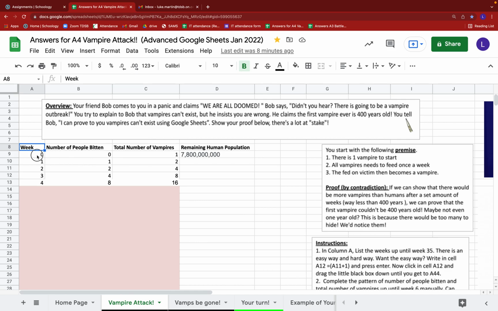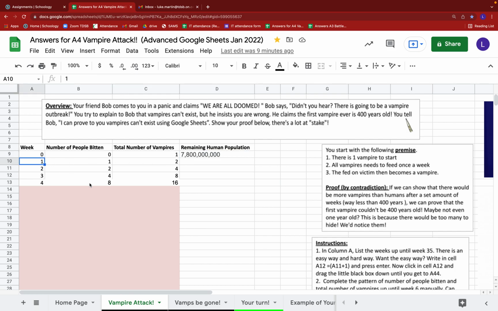Okay, so here at the beginning of time for vampires in cell A9, we have week 0. That is the beginning of time. Nobody's been bitten yet, and there is one lonely vampire roaming the planet. We don't know how the vampire got here. Doesn't matter for the proof. We're just humoring our friend Bob for the most part. Okay, the human population is around 7.8 billion at the time that I made this assignment. I think it's a little bit higher now, but that will be fine for the sake of this proof.